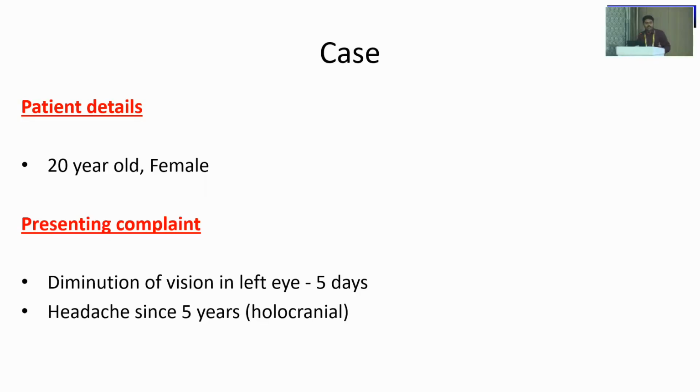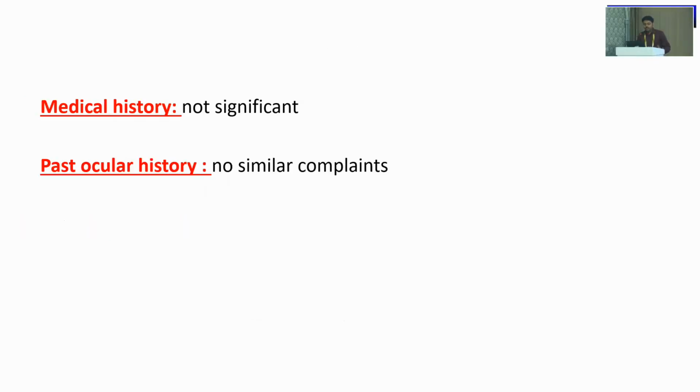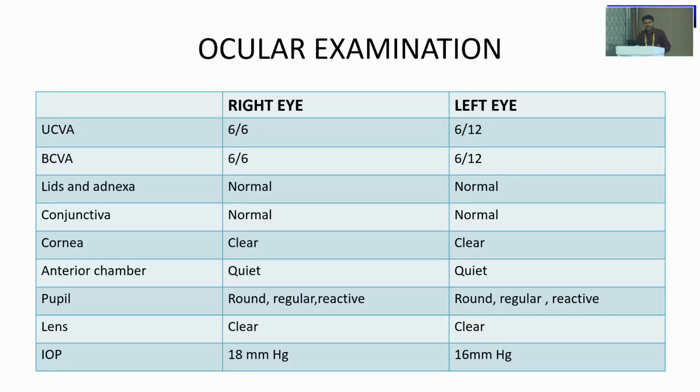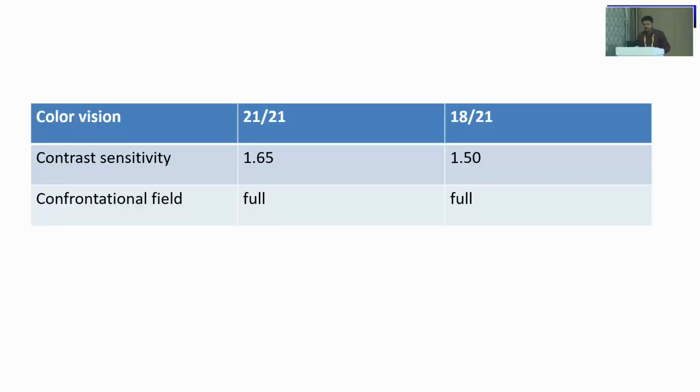There was an associated headache of holocranial nature. There was no medical history or any significant past history. On examination, the right eye was within normal limits with normal intraocular pressure. Left eye was 6/12, not improving, and mild decrease in contrast sensitivity was there in the left eye.